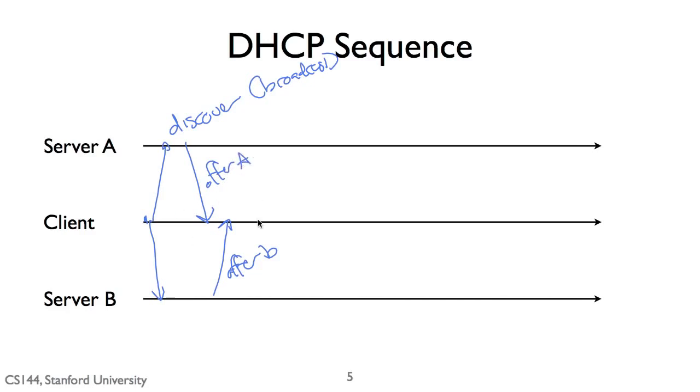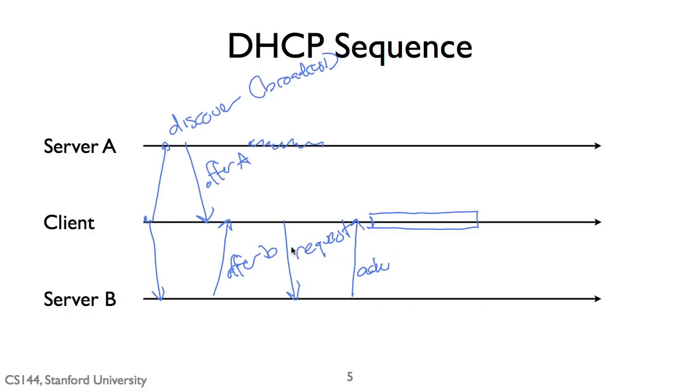The client, seeing these two offers, decides that it wants offer B, and so it then sends a request to B saying, I would like to request the configuration that you offered me. Server B can then acknowledge and say, okay, you have it. Server A doesn't hear a request for the offer, and so at some point that offer will time out. Now the client is configured. It has an IP address, it has all it needs to communicate.